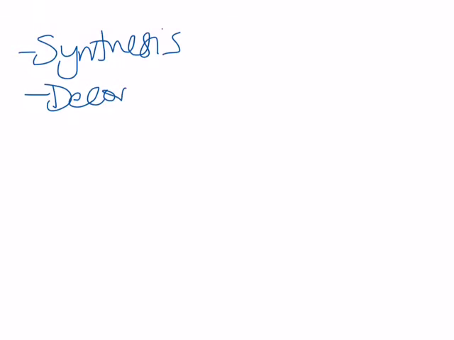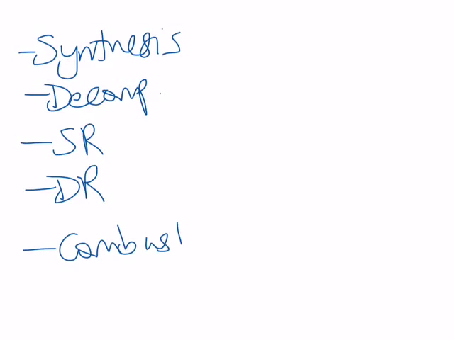So in summary, we had 5 types of inorganic chemical reactions. We had synthesis, decomposition, single replacement, double replacement, and combustion. So I hope this will help you when you're given a whole reaction. This will help you in identifying which of the 5 types of reactions it is.